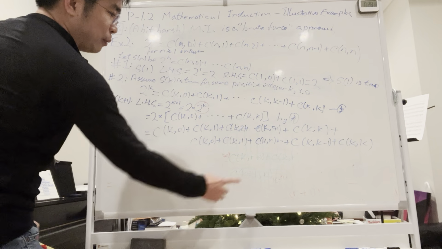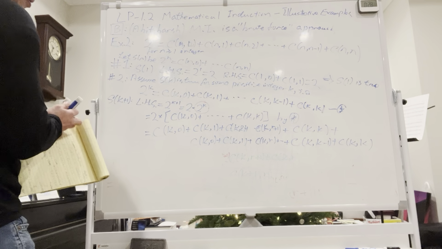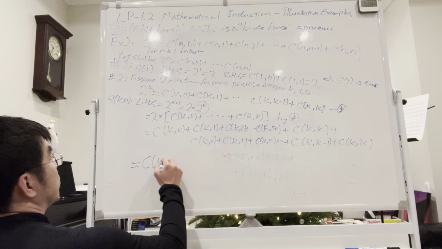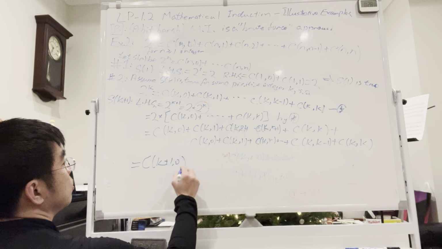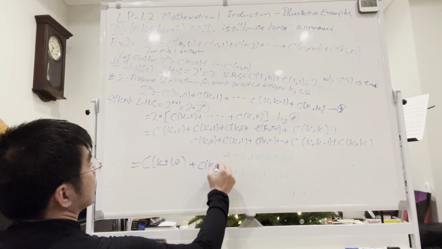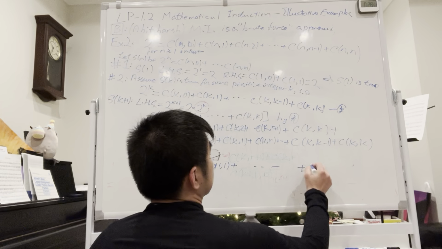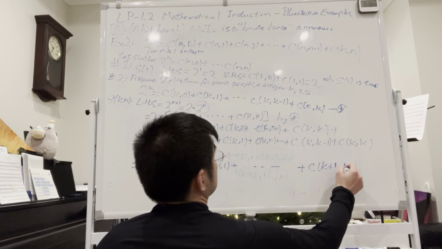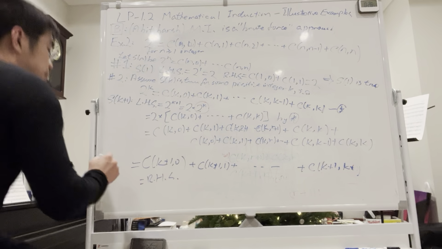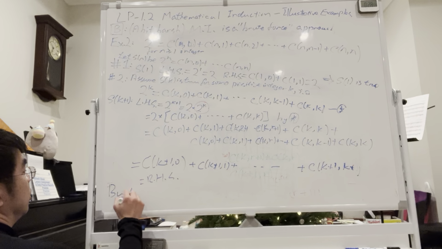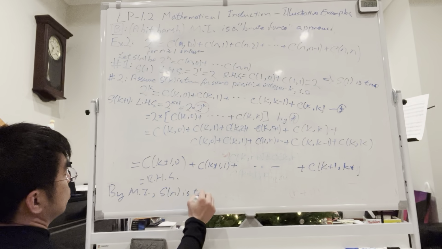Again, because of what I just proved, what is left is basically the right-hand side: C(k+1, 0), again because whenever the second parameter is 0, it's always equal to 1, then C(k+1, 1), all the way to C(k+1, k+1). And this is equal to the right-hand side. And we will basically be able to say, by mathematical induction, that Sn is true for all n.